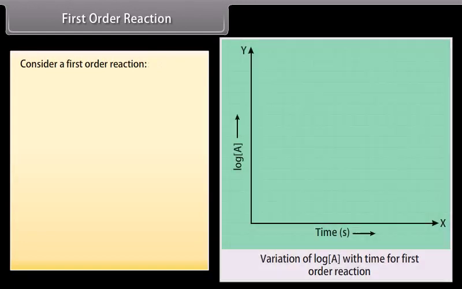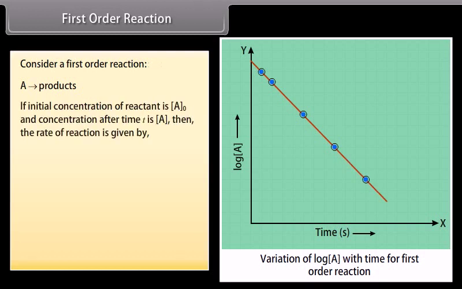First-order reaction. Let us consider a first-order reaction in which A is changing into products. If the initial concentration of reactants is A naught, and concentration after time T is A, then the rate of the reaction is given by minus dA by dt is equal to the product of K and A.